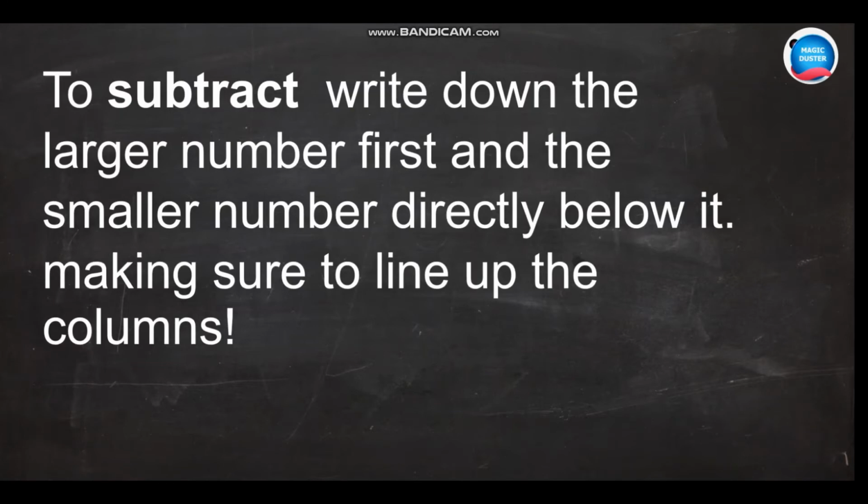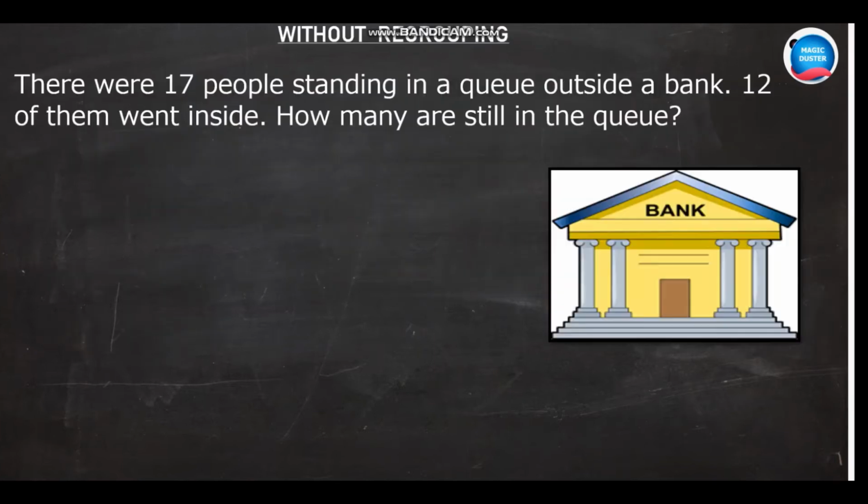And to subtract, write down the larger number first and the smaller number directly below it, making sure to line up the columns, because just now we saw each column has a different value, like ones, tens, hundreds. Let us have two examples for each type, without regrouping first.